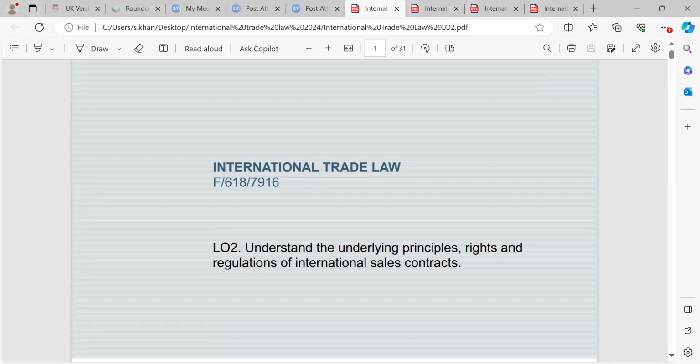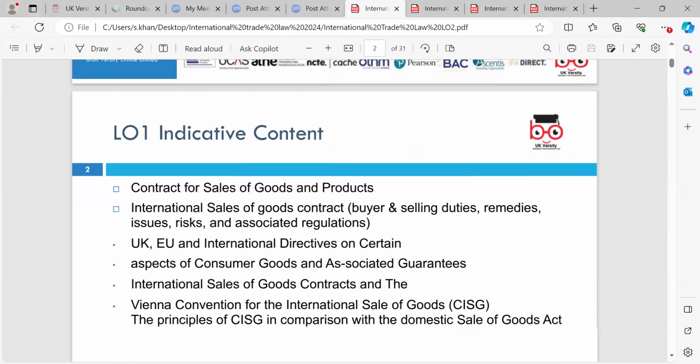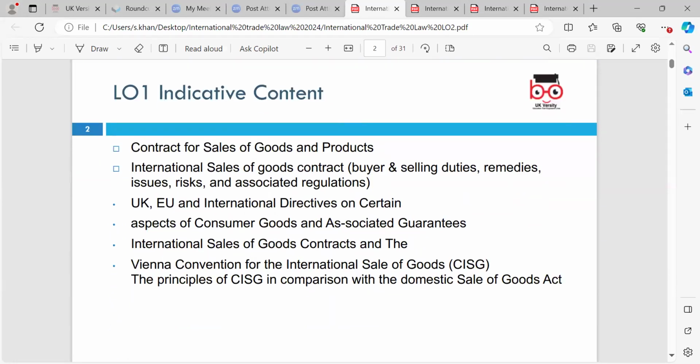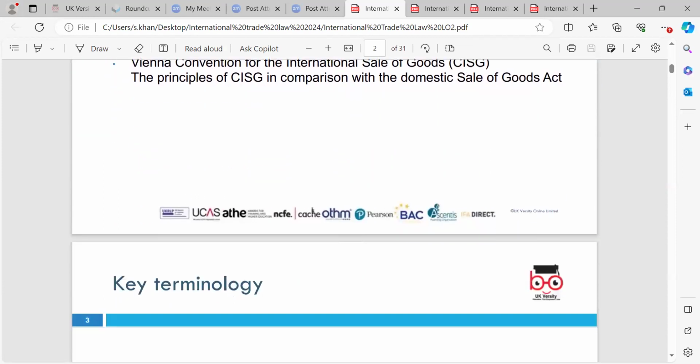assignment discussion. So Learning Outcome 2: to understand the underlying principles, rights and regulations of international sales contracts. For the indicative content, we're going to look at contracts for sales of goods and products, international sales of goods contracts, directives on certain aspects of consumer goods and international sale of goods, and the Vienna Convention for the international sale of goods.